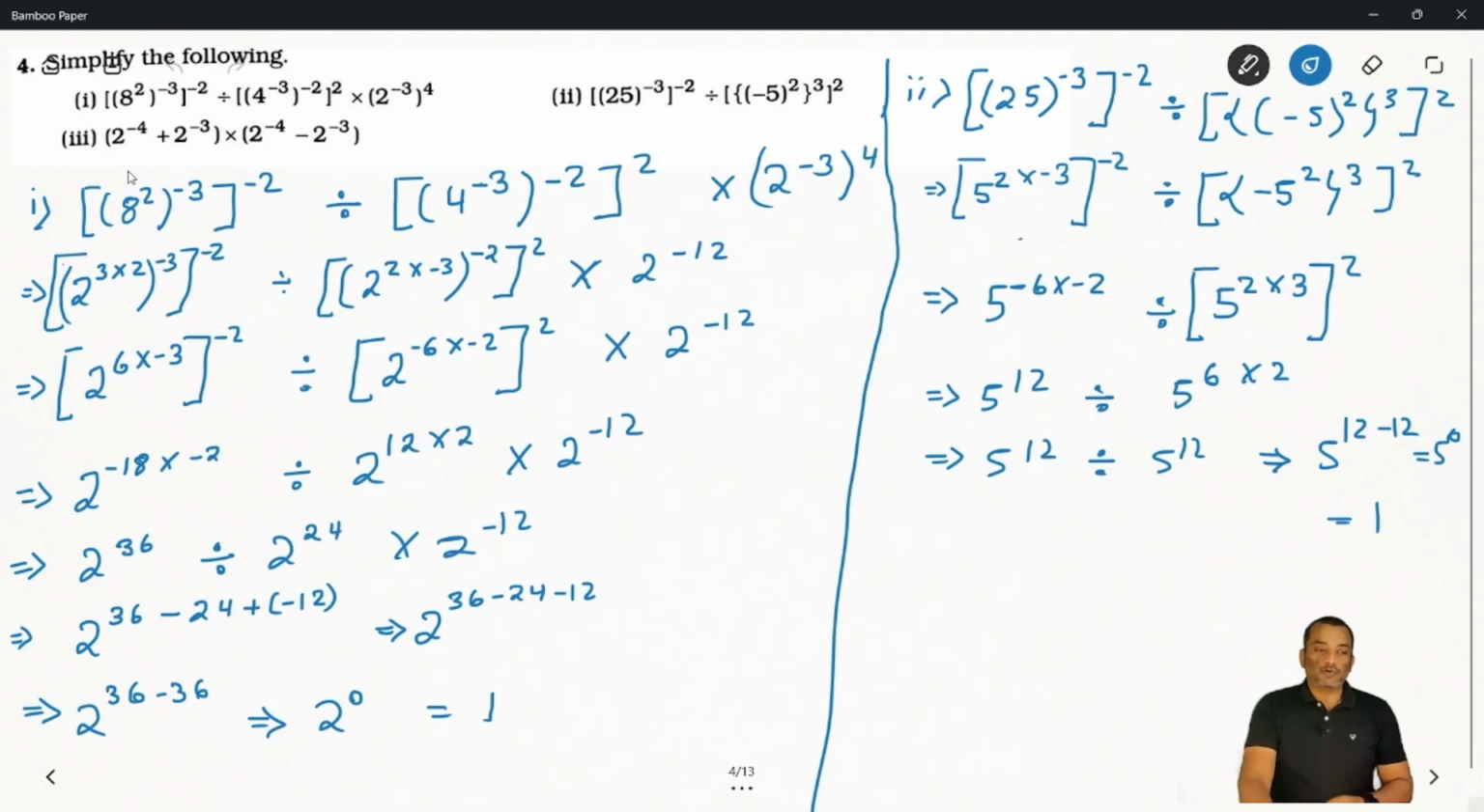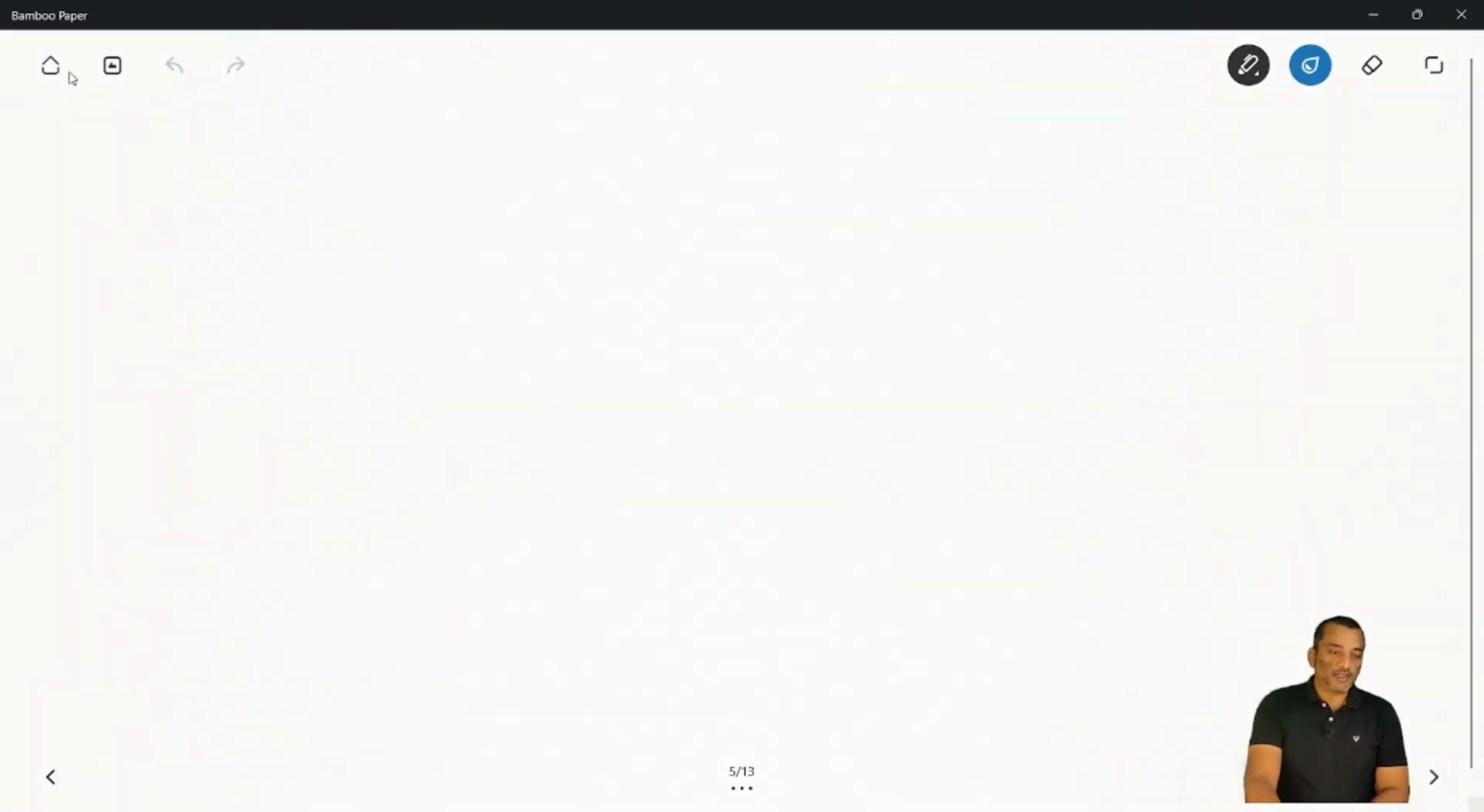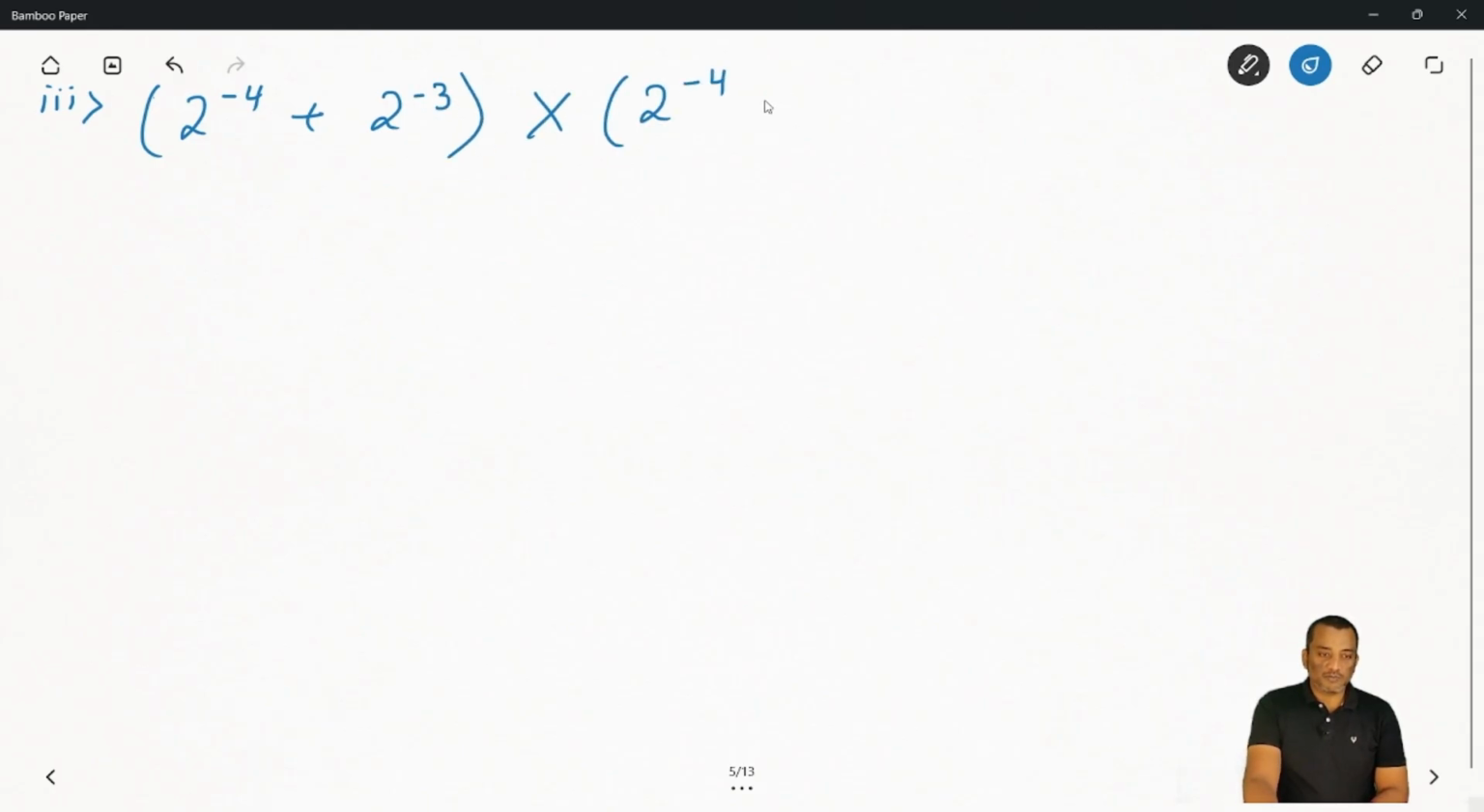Now we have the third bit. It is saying (2^-4 + 2^-3) times (2^-4 - 2^-3). So we will go with the third question. We can first write the question: a small bracket 2 to the power minus 4 plus 2 to the power minus 3, and the whole multiplying with 2 to the power minus 4 minus 2 to the power minus 3.